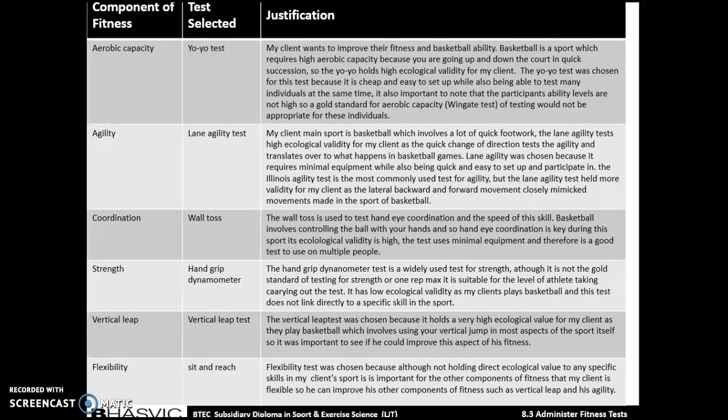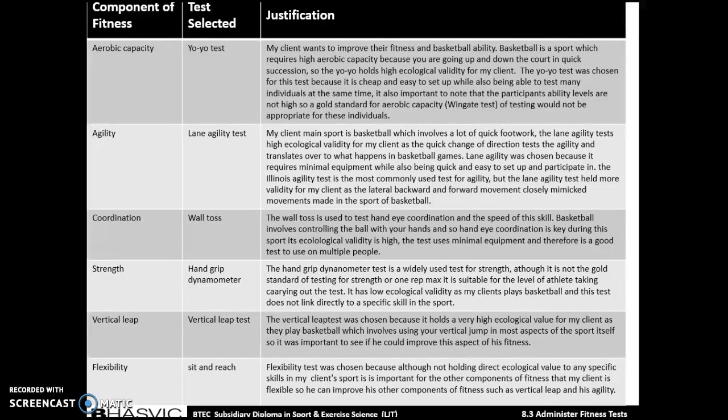This test is also practical because it's quite adaptable. That's a better word, because you can do it outside, inside. If you haven't got a long space inside of 20 meters, which you might not have, you can do it outside, and there's plenty of space outside. So you can pretty much do it anywhere.